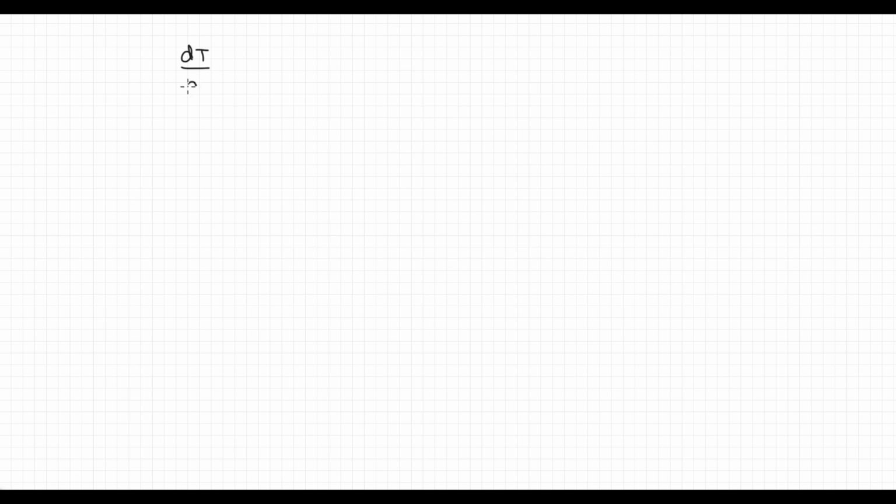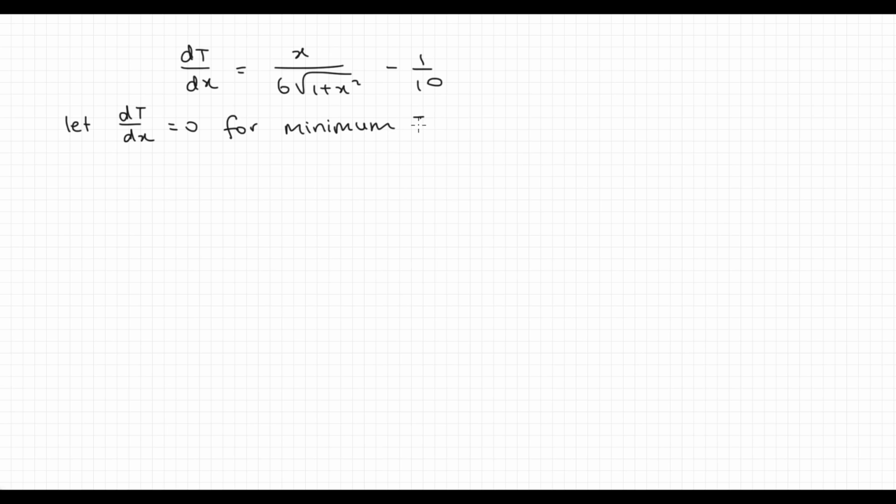Okay, we know that dt dx is equal to x on 6 root (1 plus x squared) minus 1/10. The first thing we're going to do is let dt dx equal 0 for minimum time taken for her journey. So I'm essentially solving x on 6 root (1 plus x squared) minus 1/10 equals 0. Now, there are a couple of ways of solving this equation. The easiest, in my opinion, is to move the minus 1 on 10 to the other side. So we have x on 6 root (1 plus x squared) equals 1/10.